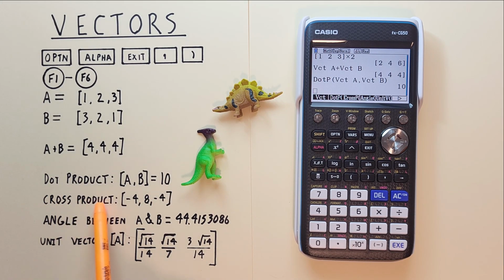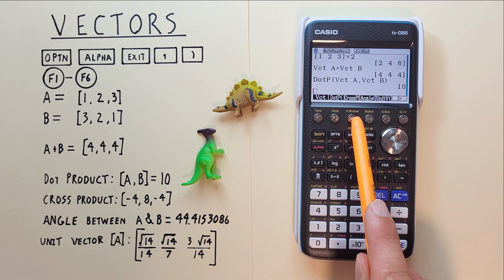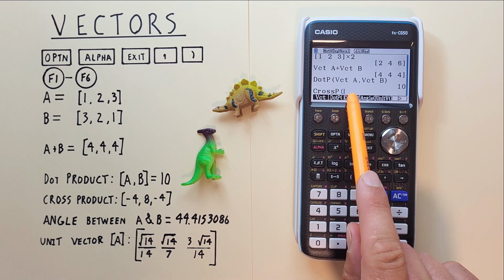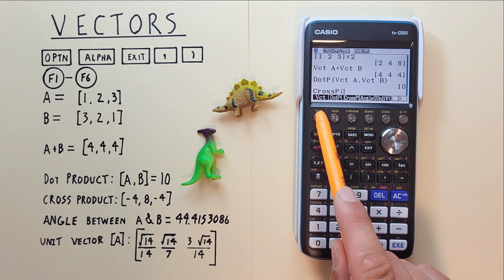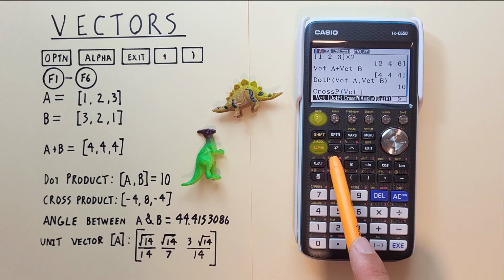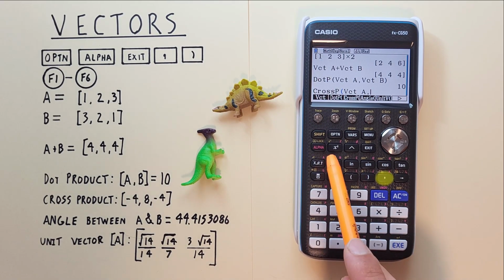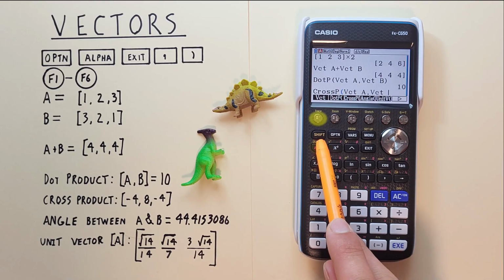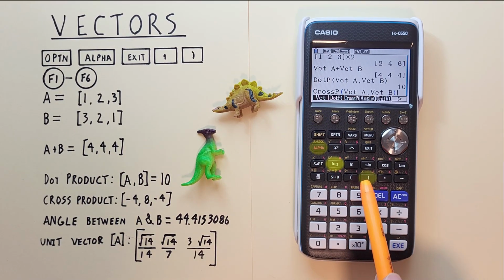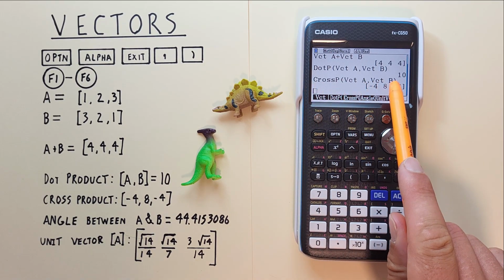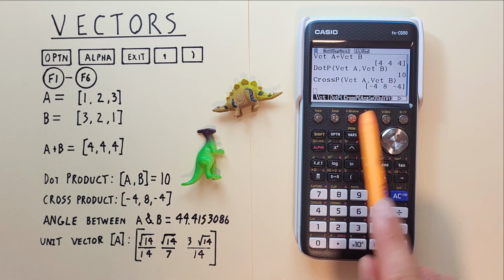What about the cross product of our vectors? To do that, we use F3 cross P, so that we see that on our screen with the bracket. And then again, we just go vector alpha A, comma, vector alpha B, close our bracket, hit exe, and we see the cross product of vector A and vector B is equal to this, which is correct.